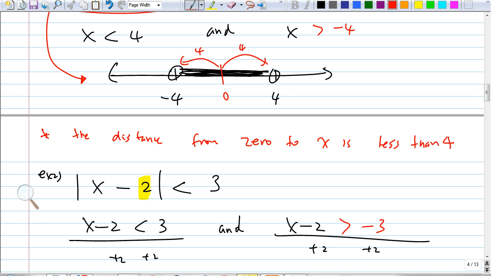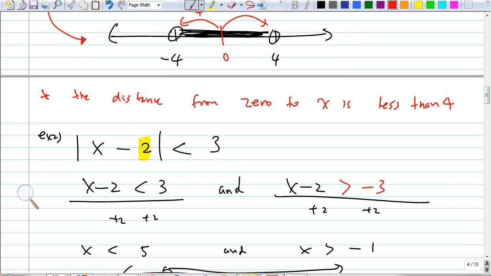Jeffrey, what do I get when I add 2 to both sides for the first inequality? X is less than 5. What about the other one, Stephanie? That's right. And do we know how to graph this? Yeah. Now, look what the graphs look like.